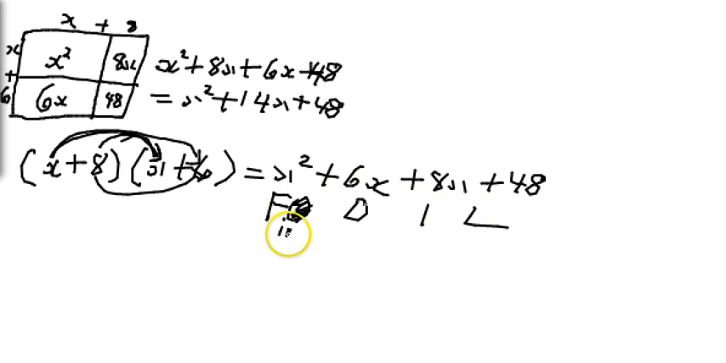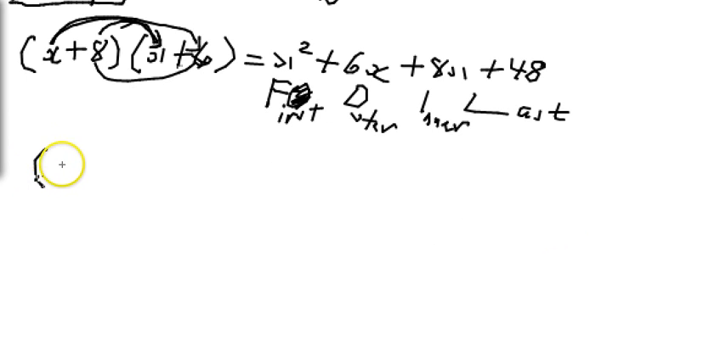F-O-I-L. This is the first product, the product of the first 2 numbers, the x times the x. The 6x is the outer, or outside, x times 6. That's the outside, or outer product. The 8 times the x, these are the inner numbers, so that's called the inner product. And 8 times 6 is last. So you can use FOIL to help you remember how to multiply binomials: first, outer, inner, last.